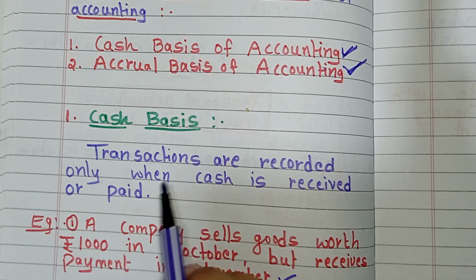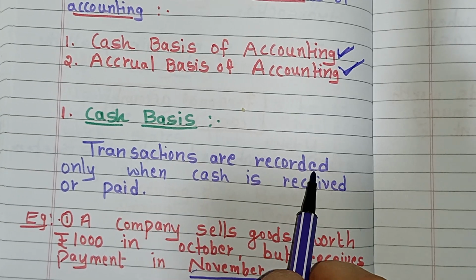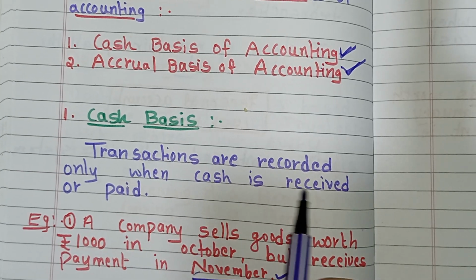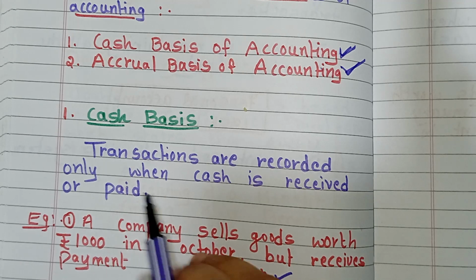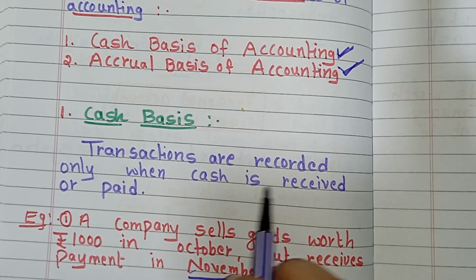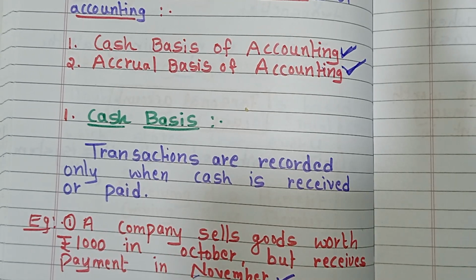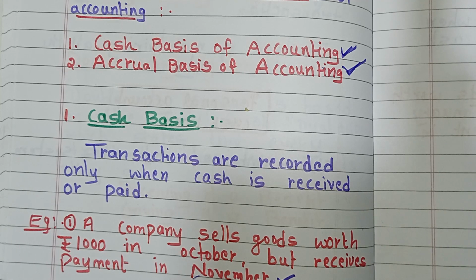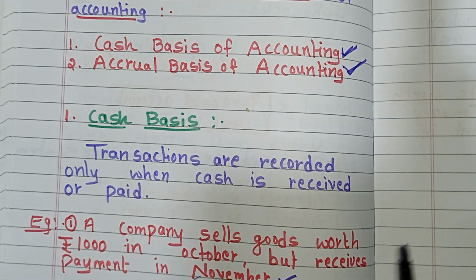See, it says that the transactions are recorded only when cash is received or paid. Means only when cash is received or when cash is paid, then only we need to record the transactions in the financial statements. I will explain this point through one example.